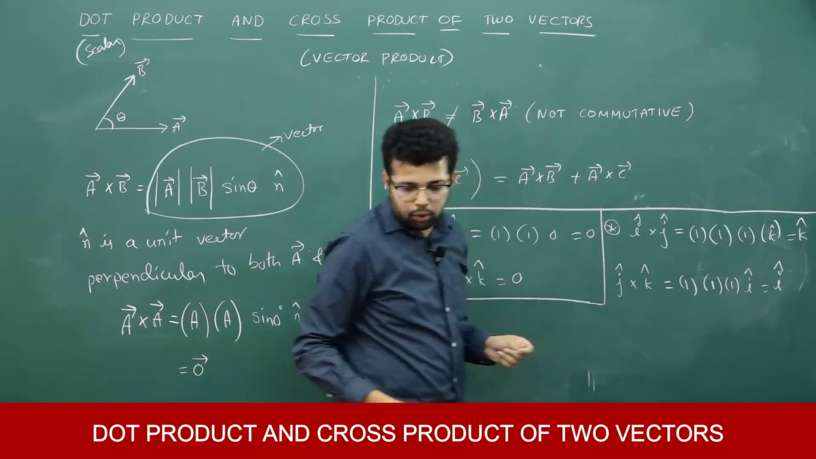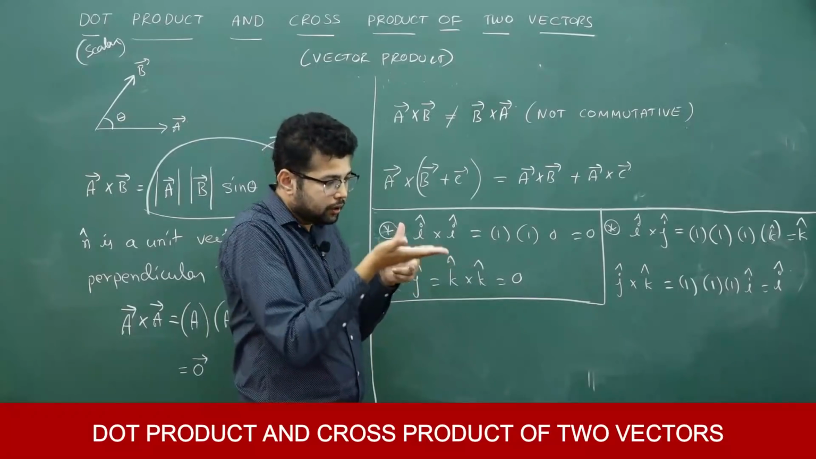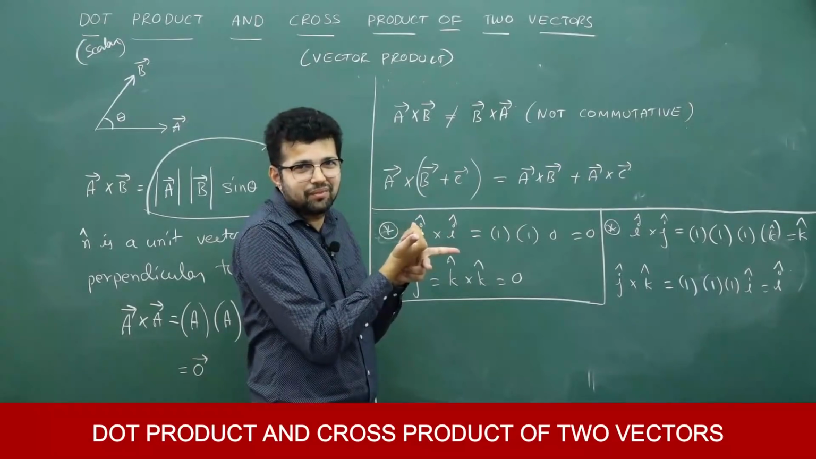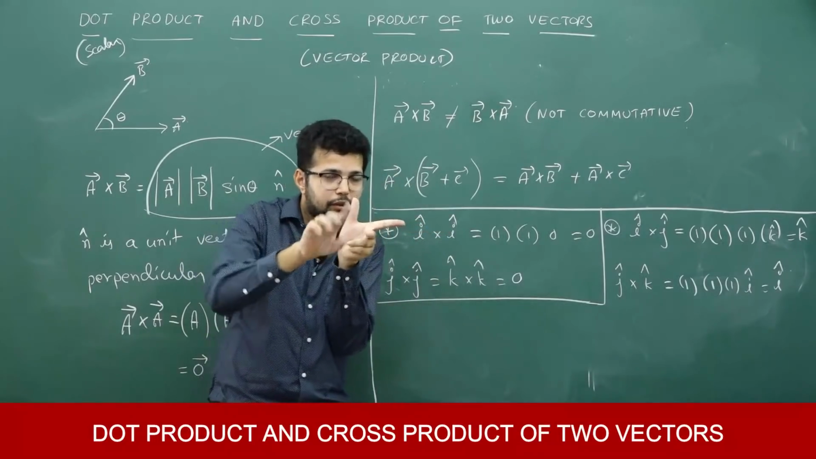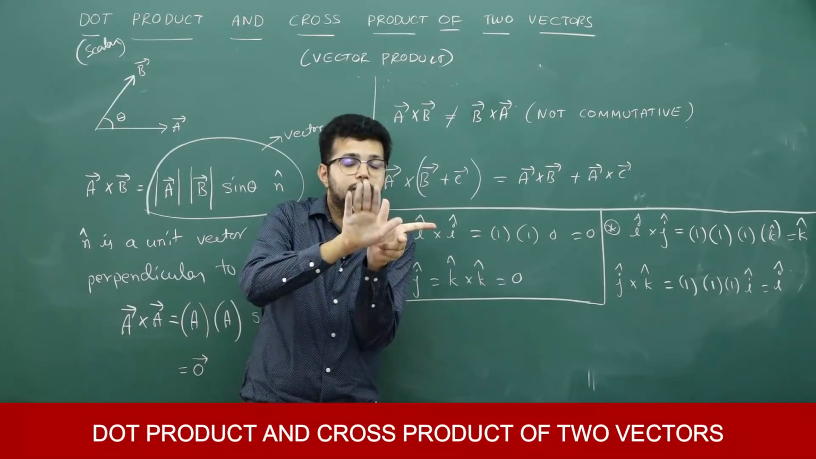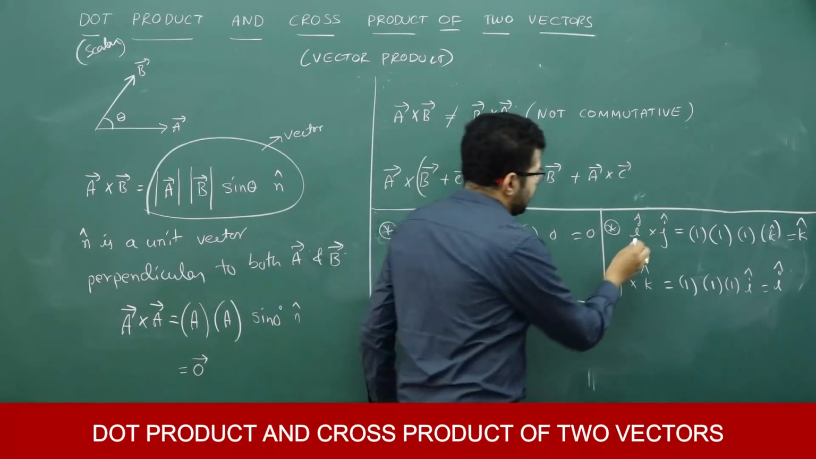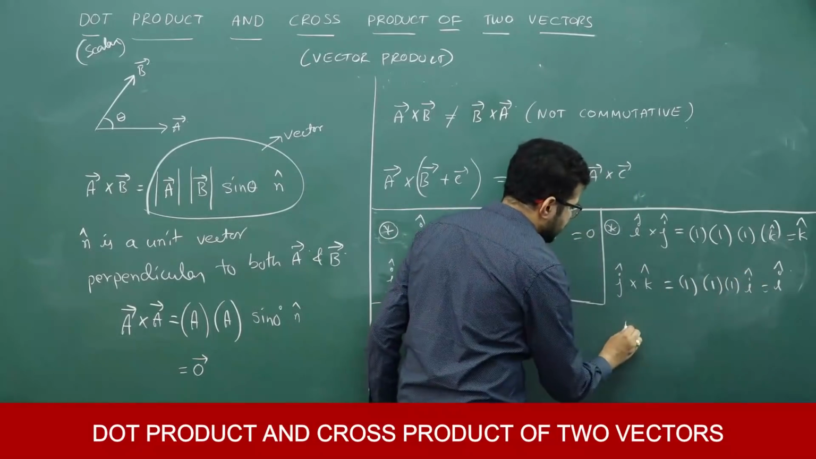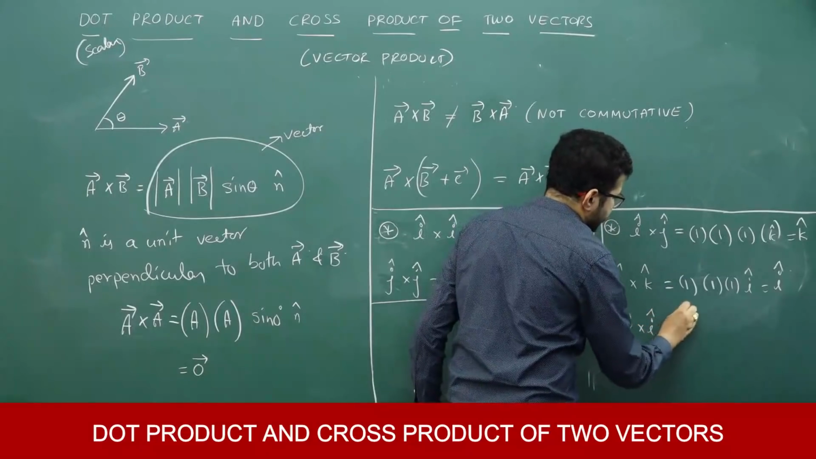Or how to remember this? See, this is i, this is j. So i cross j is k. Upward is j, and the z direction is towards you, that is k. So j cross k is i. So i cross j is k, j cross k is i. Similarly, k cap cross i cap is j cap.